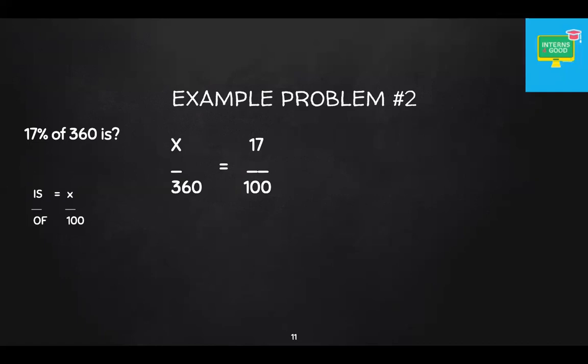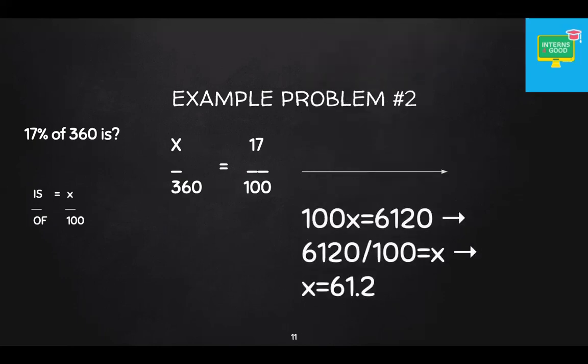That is because the question is asking you, what is the is? It wants to know the numerator of the left-hand side of the equation. That is what is unknown. So we have the variable x plugged in there. The problem says of 360. So 360 goes in that denominator. And again, percent is x divided by 100. So that's why 17% is 17 divided by 100. Cross multiply to get 100x equals 6,120. Isolate x, and you will ultimately get that x equals 61.2.